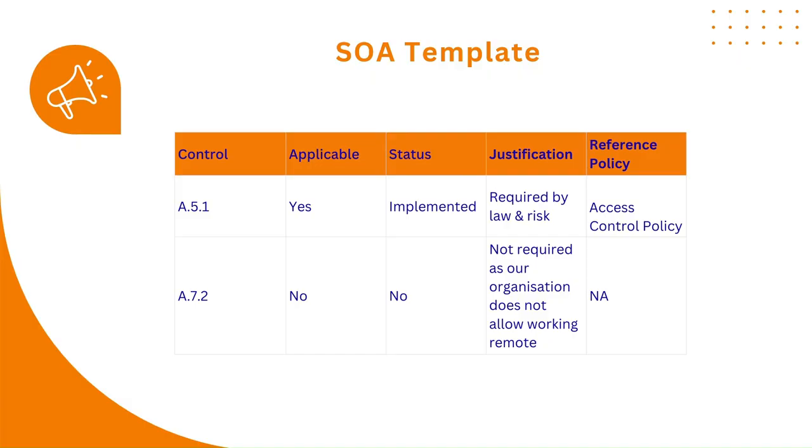See, this is one of a very basic template that I'm showing you. For example, Annexure 5.1, it says, is it implemented? Yes, it is implemented. Why is it implemented? It is required by, here I'm mentioning, okay, it is required by law, and it is also required by our risk assessment. Then you mention that. And what policy, is there any policy relevant to this? Then mention that, okay, access control policy is in place in reference to this control. Like this, you can mention. If you're providing a justification for not implementing, you can just mention that not required as our organization does not allow remote work, whatever. This is just an example. Maybe it is not the right control as well. I'm just giving you one example for your better understanding. So that's about Statement of Applicability.